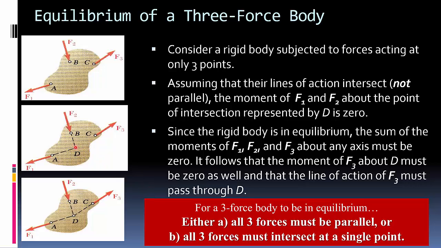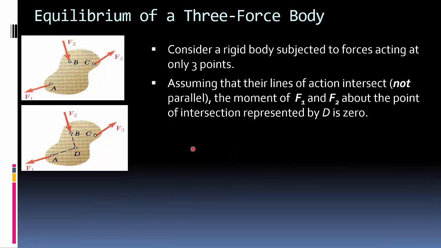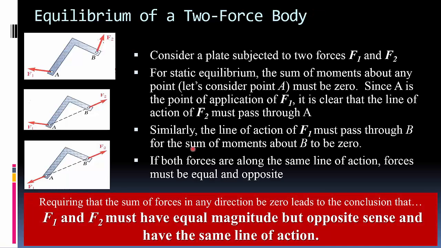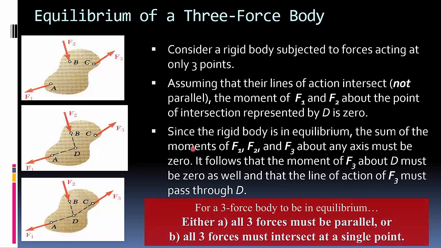Now, quite frankly, you could do a lot of these problems and never know that, and I generally don't refer to this, but you should be aware in the back of your mind. For a two-force body, you definitely need to know this: the forces F1 and F2 must have equal and opposite magnitudes and the same line of action. For a three-force body, it's good to know that there has to be one single point where all the forces pass through in order for it to be in equilibrium.